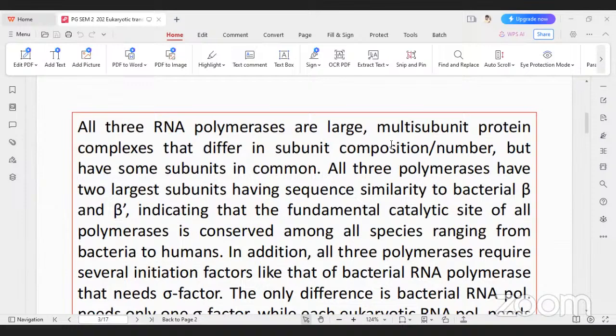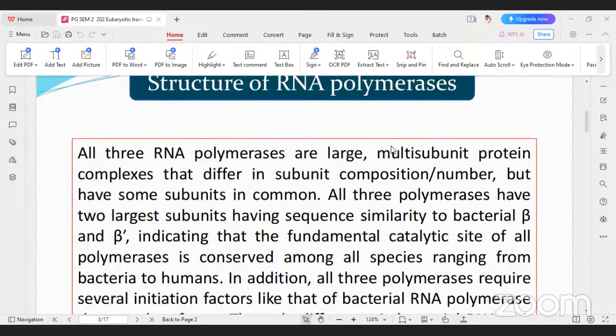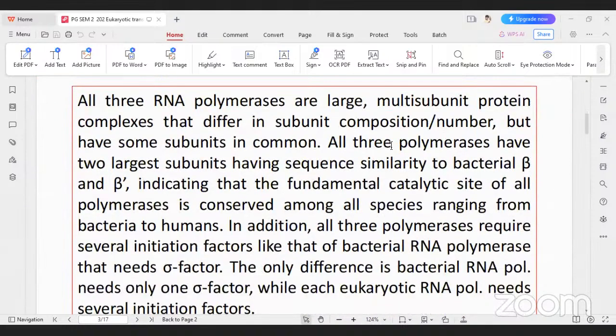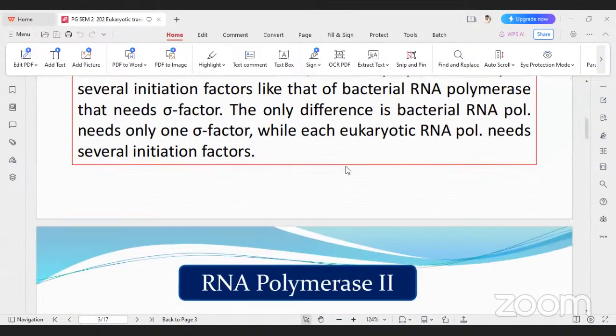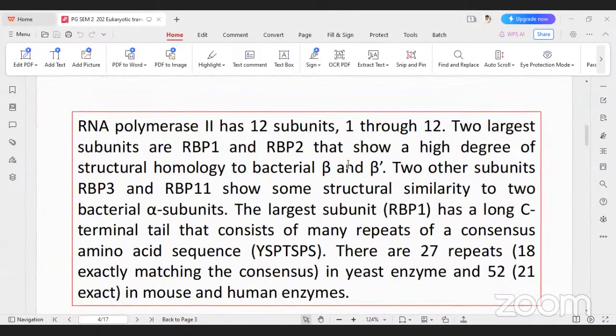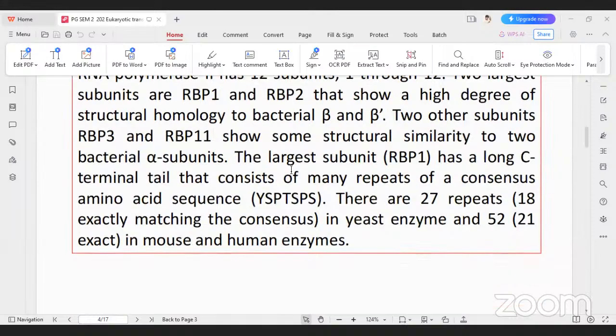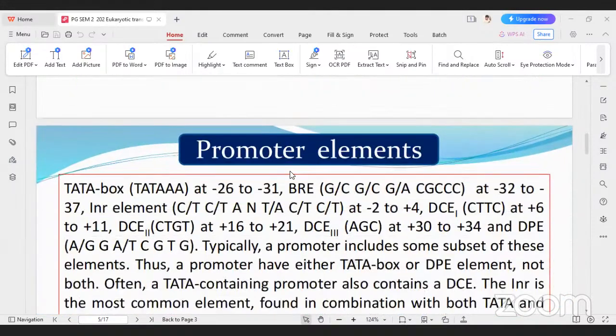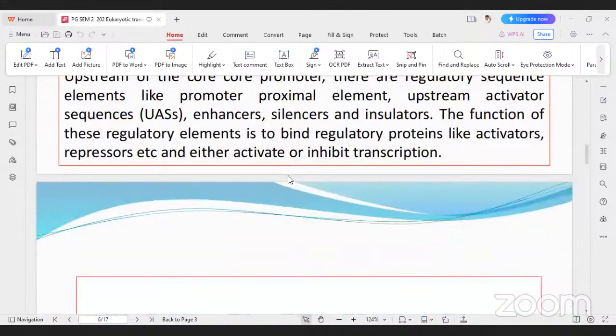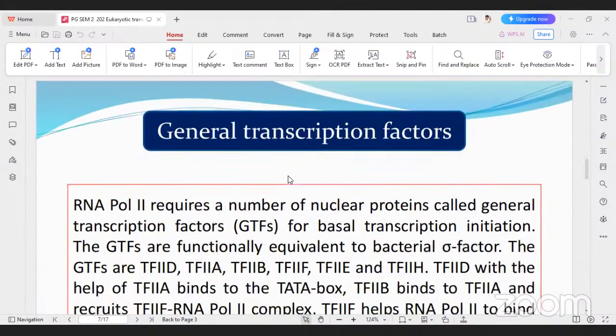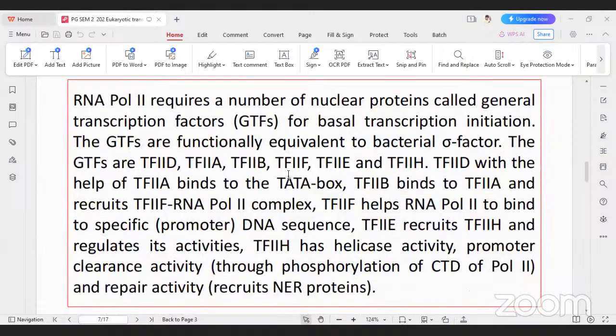Actually, the structure of RNA polymerase is not important, no need. This RNA polymerase is a large multi-subunit protein, this is no need. RNA polymerase has 12 subunits, 1 to 12, large subunit RBP1, RBP2. This is also no need. The promoter, I will explain about promoter sequences. And here this is the important one: transcription requires RNA polymerase 2.